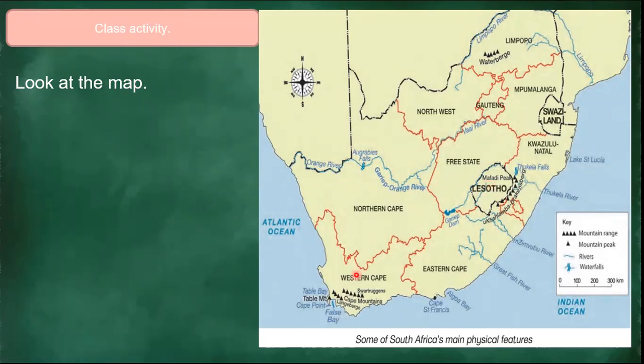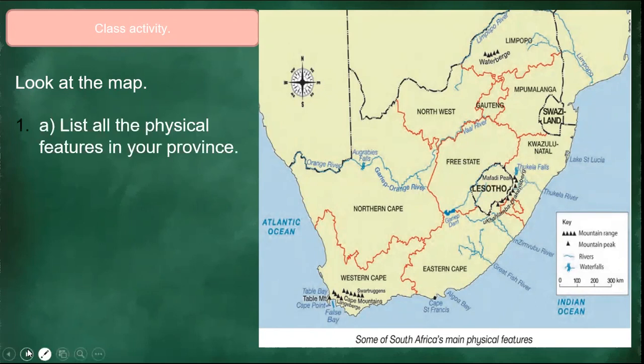So now let's answer the following question. List all the physical features in your province. You tell me where you are from, and then you tell me the features that you see in your province. I believe we are all from different provinces, which is a good thing. And then people will tell me the things they see in their provinces. Okay, Tabiso?